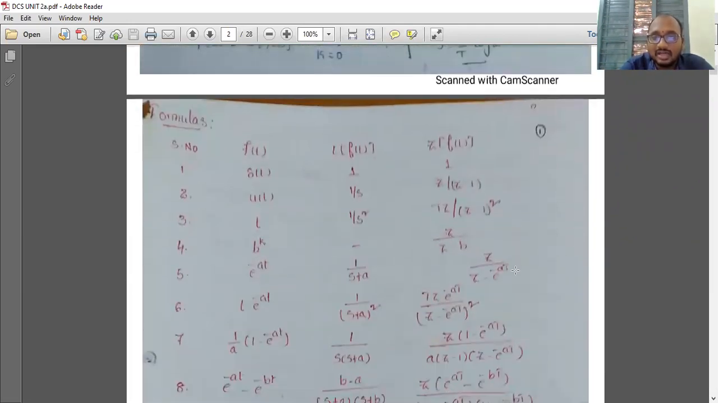For unit step signal, Z divided by z minus 1. For exponential function, Z divided by z minus e power minus at.